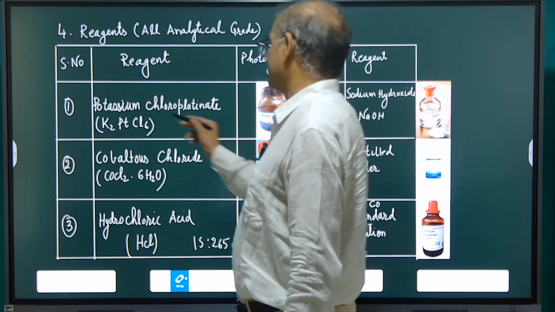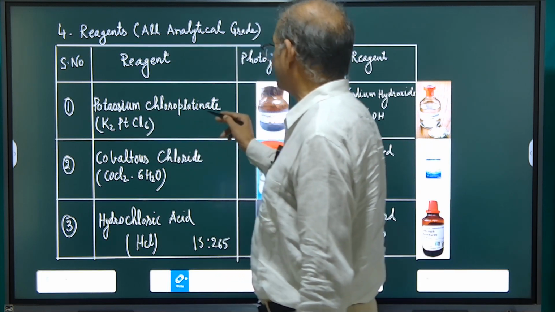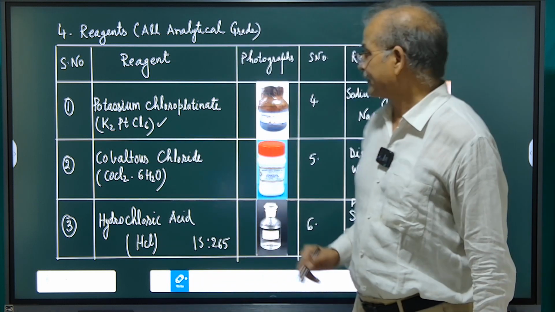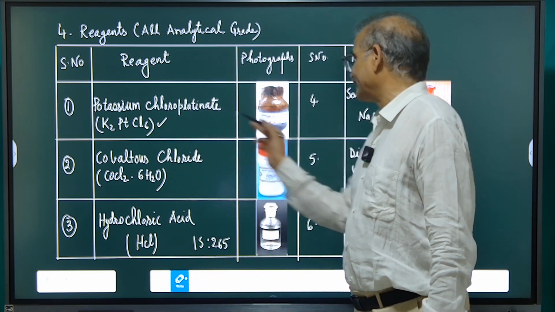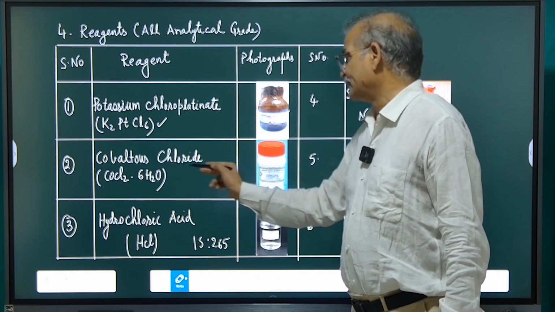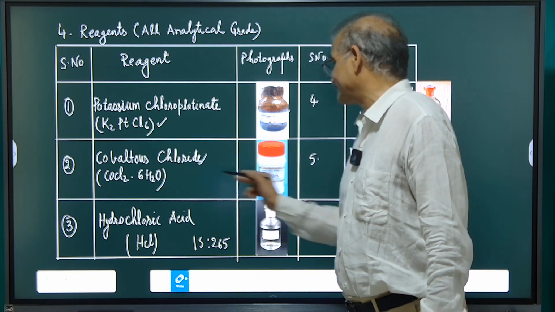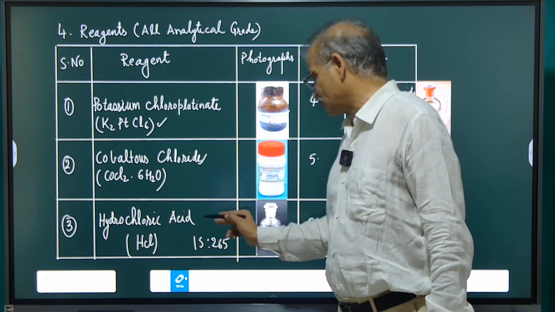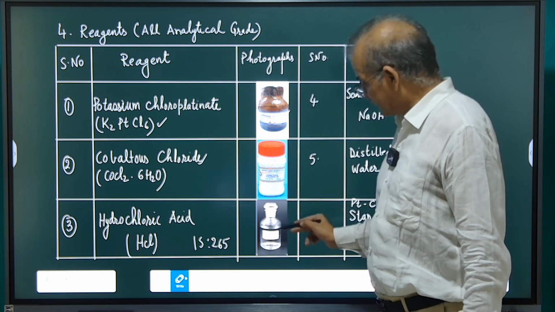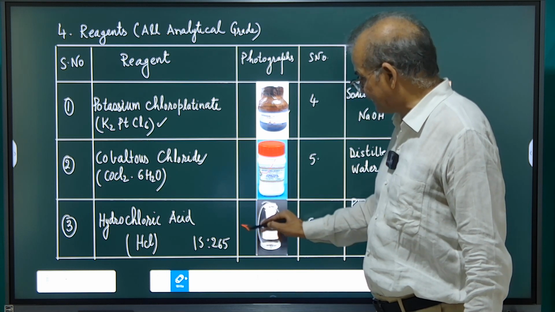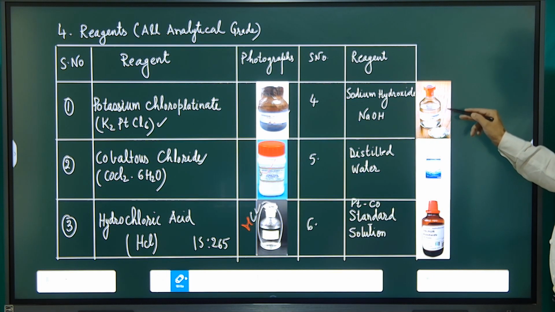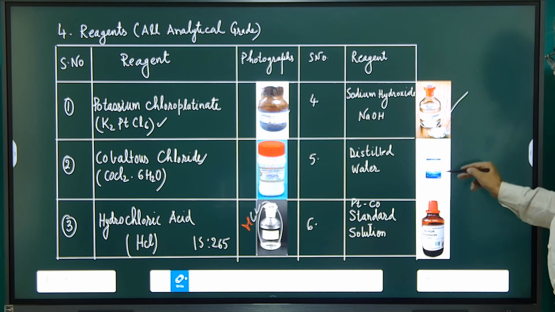Reagents, we require potassium chloroplatinate, K2PtCl6, this is the chemical name. So potassium chloroplatinate. We also require cobaltous chloride, CoCl2.6H2O, hydrochloric acid, HCl, IS265. This is hydrochloric acid, HCl concentrate. Then sodium hydroxide, NaOH, and distilled water.